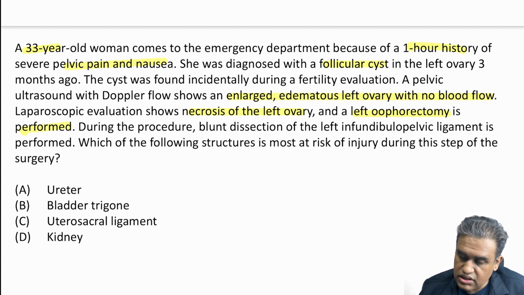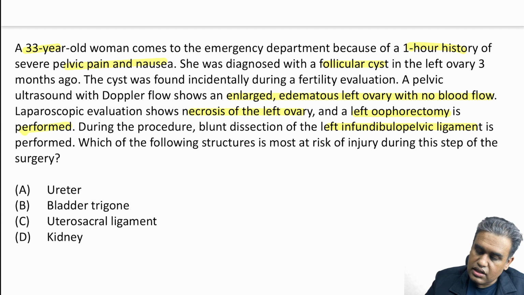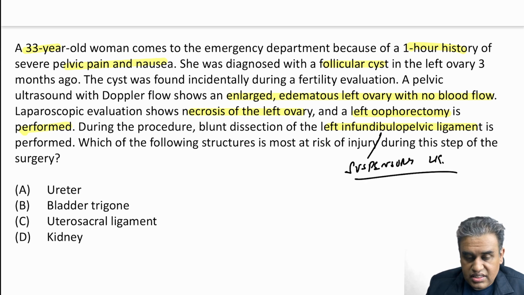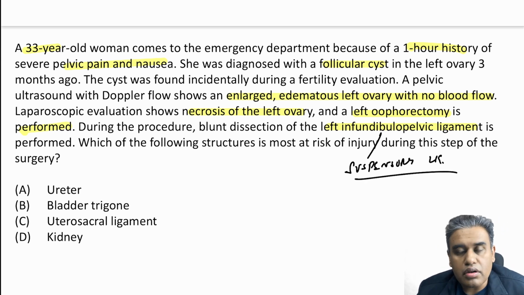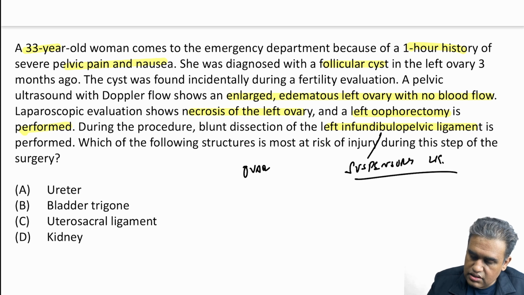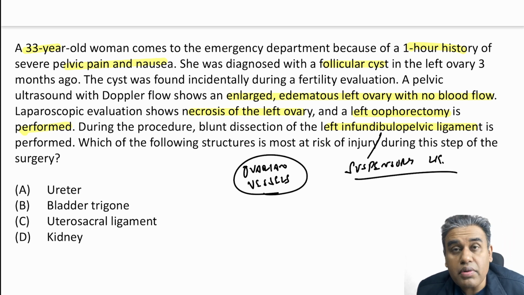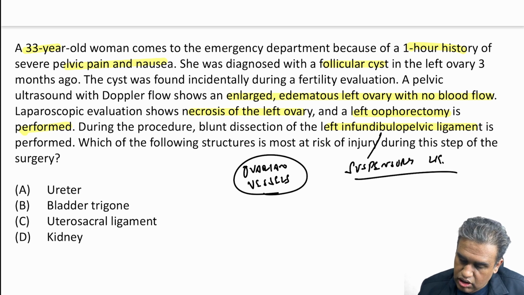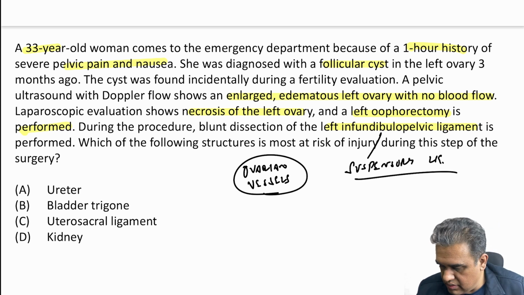During the procedure, which procedure? Left oophorectomy. Blunt dissection of the left infundibulopelvic ligament is performed. The left infundibulopelvic ligament is nothing but a suspensory ligament by which the ovaries are suspended from the pelvic wall. The main content of this ligament will be the ovarian vessels. And remember, the ovarian artery is coming from the abdominal aorta. So now, blunt dissection of this ligament was performed.